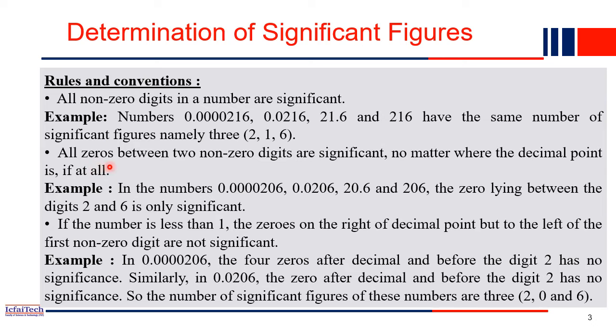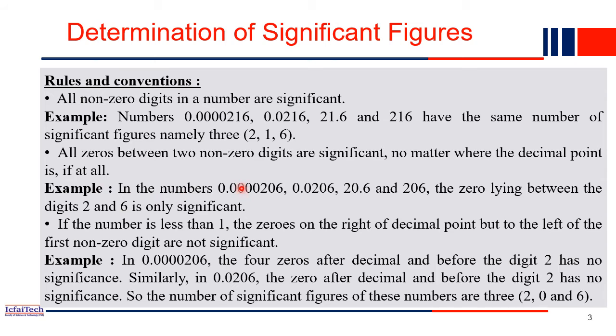Second rule: all zeros between two non-zero digits are significant, no matter where the decimal point is, if at all. Here, the zeros are outside, before the non-zero numbers; 216 is after that. Now if any zero is in the middle, like 2106, then the middle zero will be a significant figure, as mentioned here.